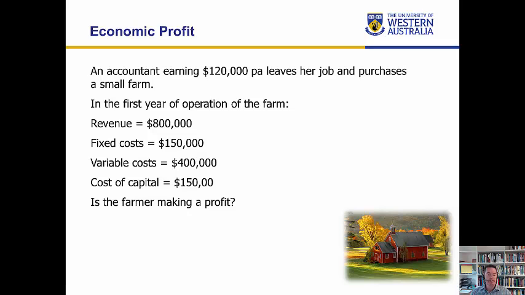And so the question is, is the farmer making a profit? Well, an accountant would look at that and say revenue is $800,000. Those three costs total $700,000. So an accountant would say, yep, the farmer is making a $100,000 profit. An economist, however, would look at those numbers and say this person is actually making a loss. So what is the distinction?